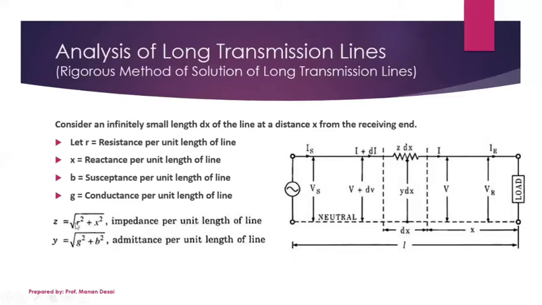Then ultimately Z is equal to under root R square plus X square, the impedance per unit length, and Y is equal to under root G square plus B square, the admittance per unit length.